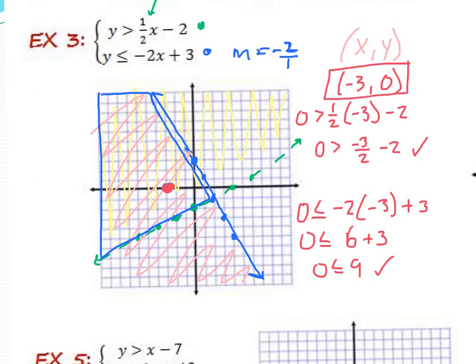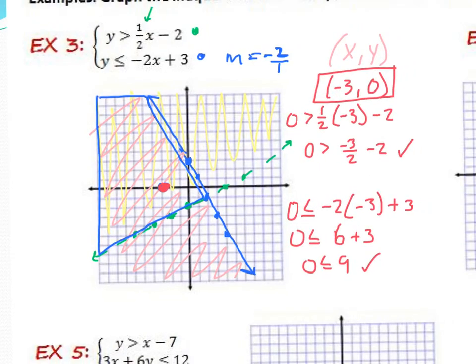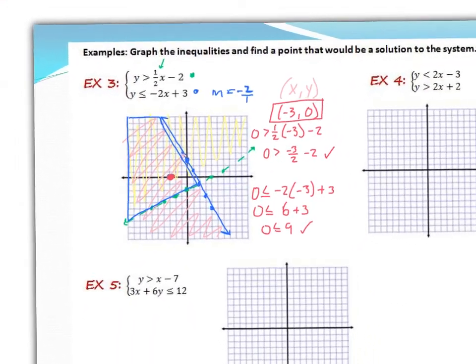So what we did is we looked at this point where we have a region that's shaded by both, and any point, and I chose one of them, any point inside that region represents a solution to the system.